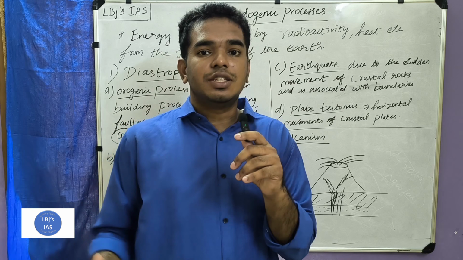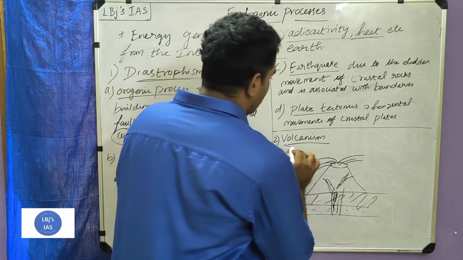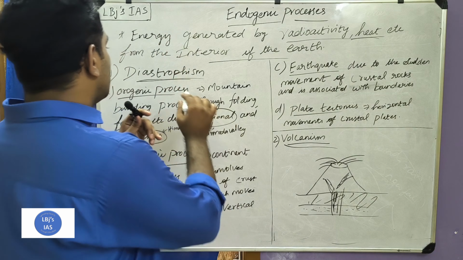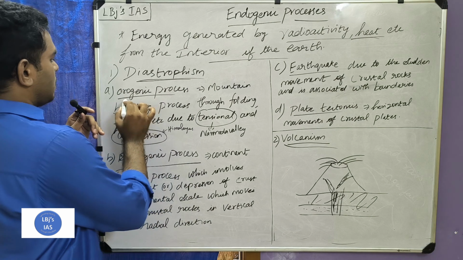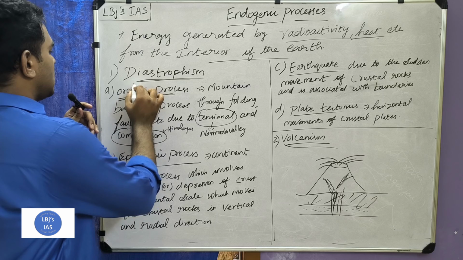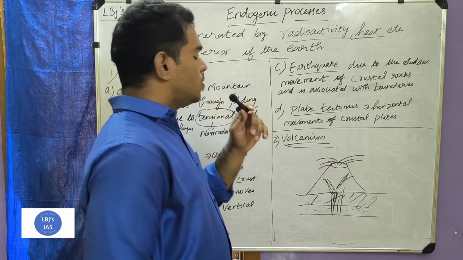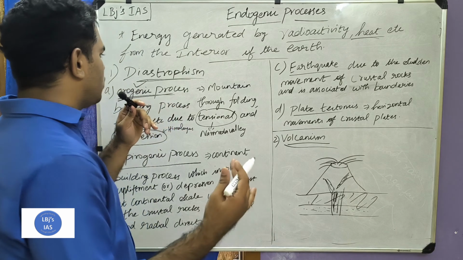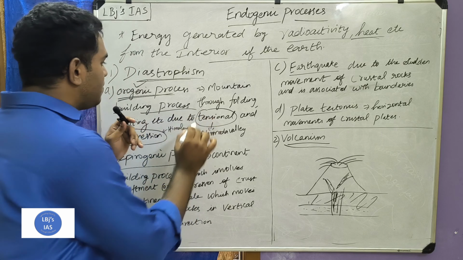This endogenic process is classified into two major types. One is diastrophism and the other is volcanism. Diastrophism is classified into four major types. The first one is the orogenic process. What is the meaning of orogenic process? It is a mountain building process.